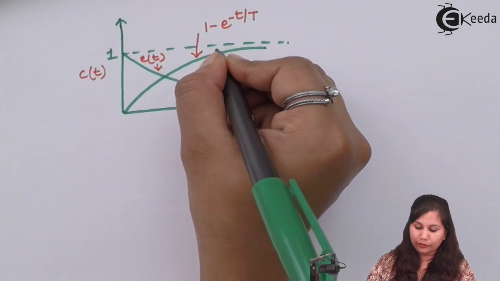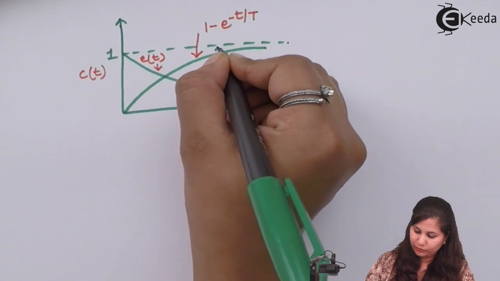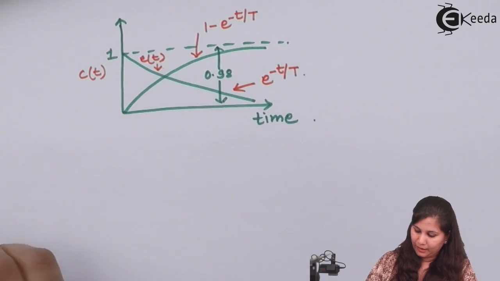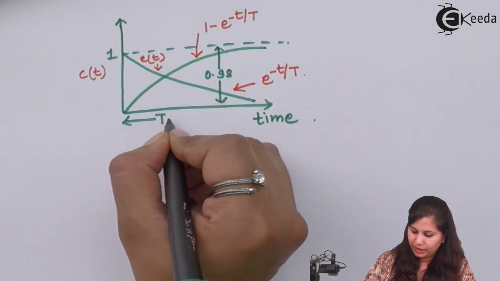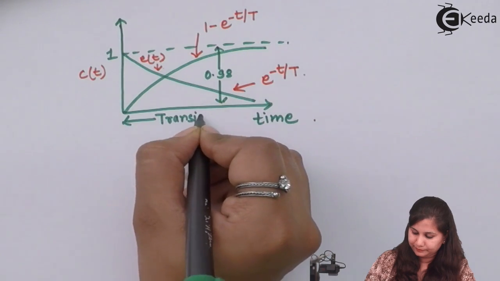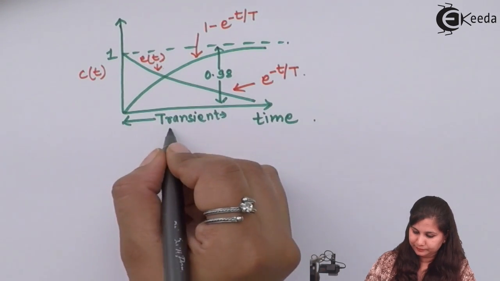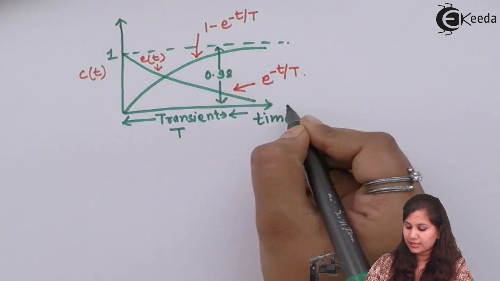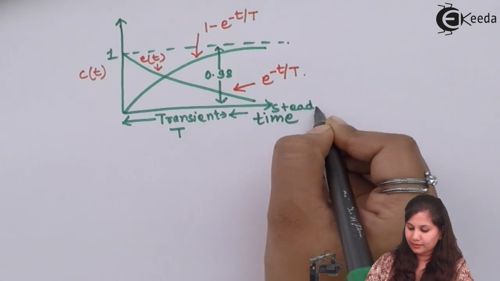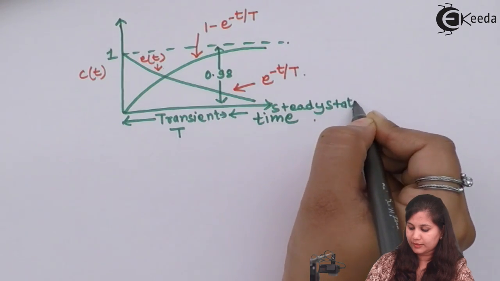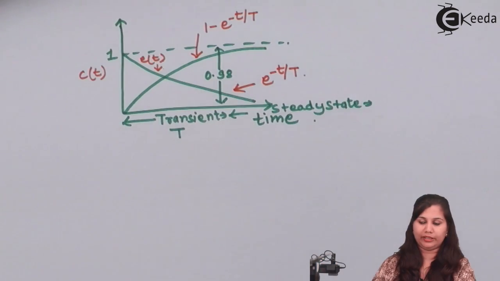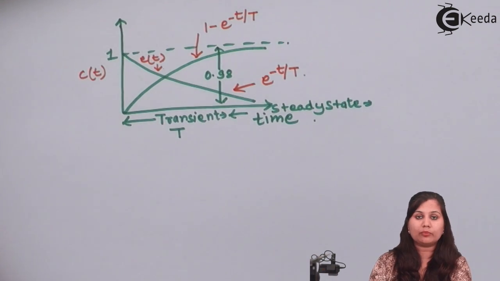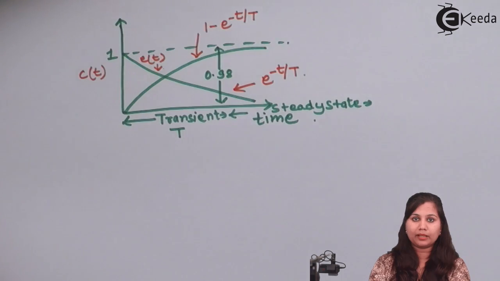If we see, this value will come out to be 0.98, and this time is called the transient time. And after 0.98, this time is called the steady state response of the system till infinity. So this is the output response of a first order control system when the input is a unit step input.